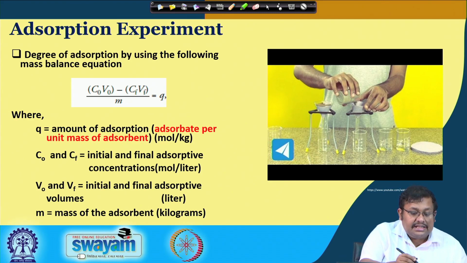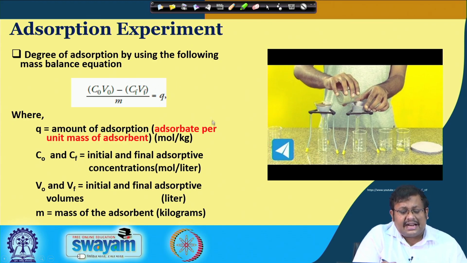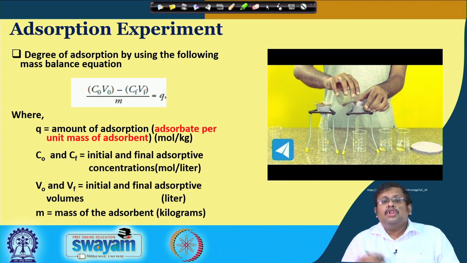Here, q = (C0 V0 − CF VF) / M. Q is the amount of adsorption, in other words adsorbate per unit mass of adsorbent, the concentration of a particular species per unit mass of soil, in mole per kg. C0 and CF are the initial and final adsorptive concentrations, or solution concentrations, in mole per liter, V0 and VF are the initial and final adsorptive volumes in liters, and M represents the mass of the adsorbent in kilograms. This is how we can do different types of adsorption experiments.